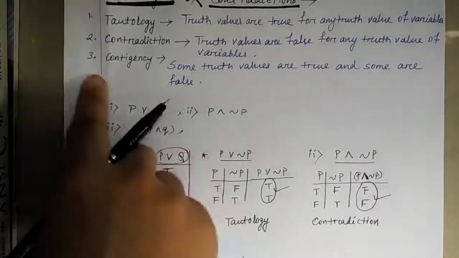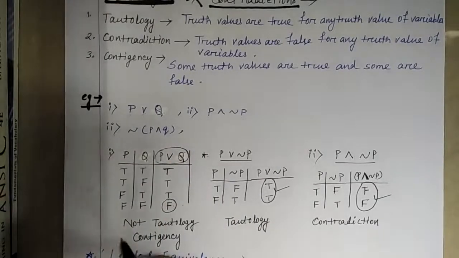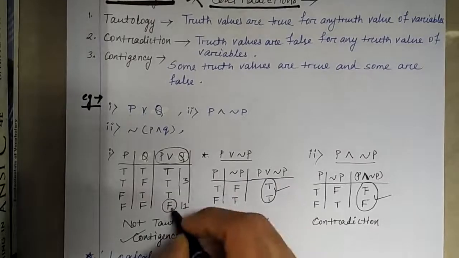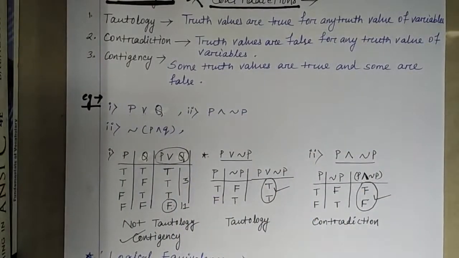But if it is asking whether it is a contingency, you should say contingency. Yes, it is a contingency. Why? Because three values are true and one value is false. So it is a mix of true and false, and according to the definition, it is a contingency.